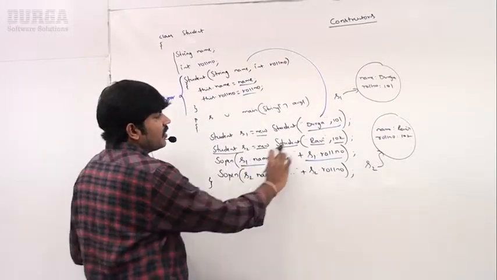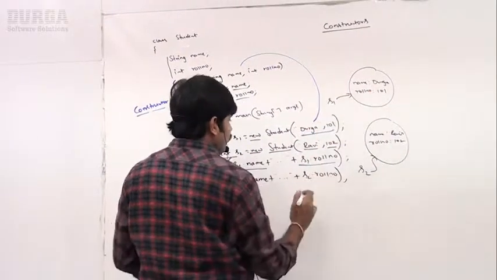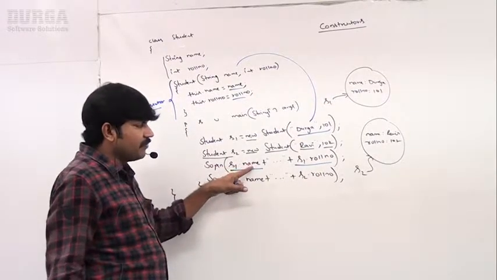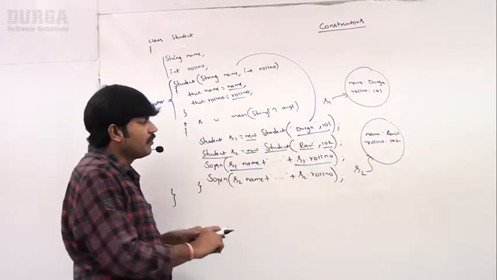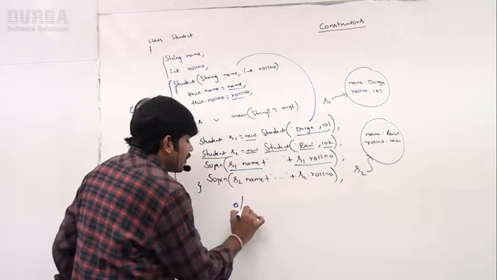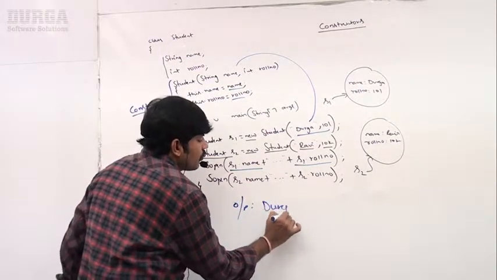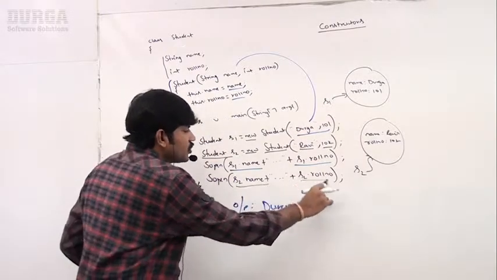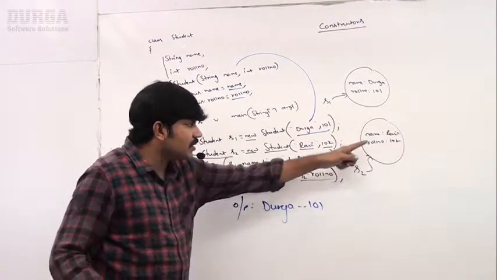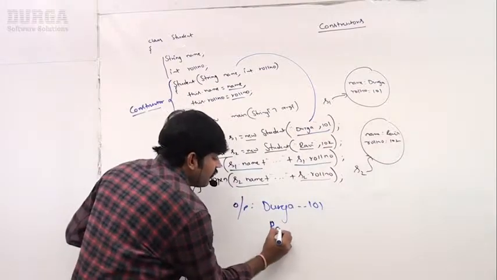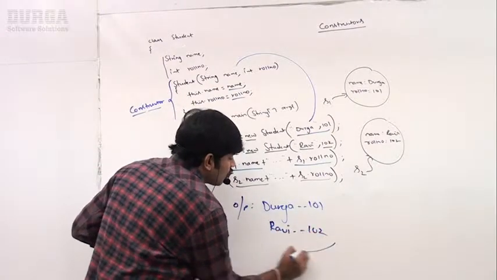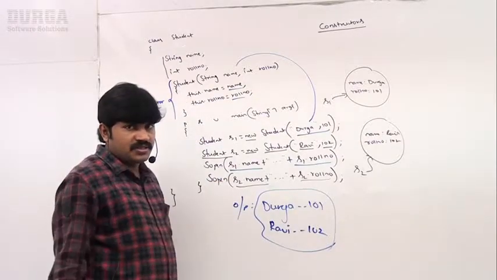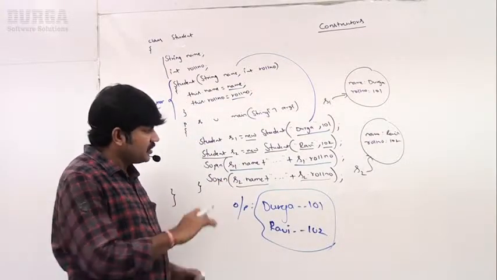Okay, s1.name, s1.rollNumber. What is the output we are going to get? s1, can you please tell your name? s1, can you please tell your roll number? So the output will be Durga 101. Then s2.name, s2.rollNumber. s2.name is Ravi, s2.rollNumber is 102. Like this we are going to get. Up to this, is there any doubt? Is it clear for all of you?